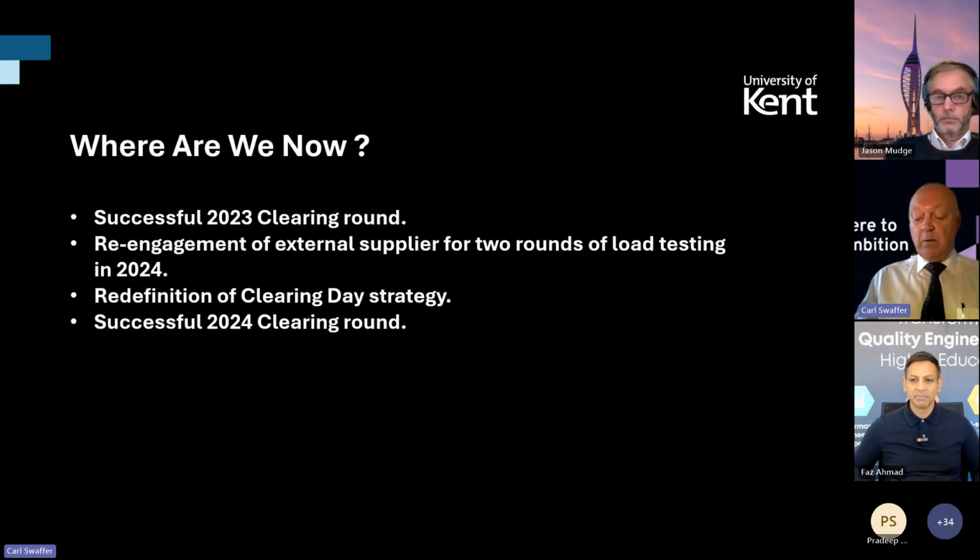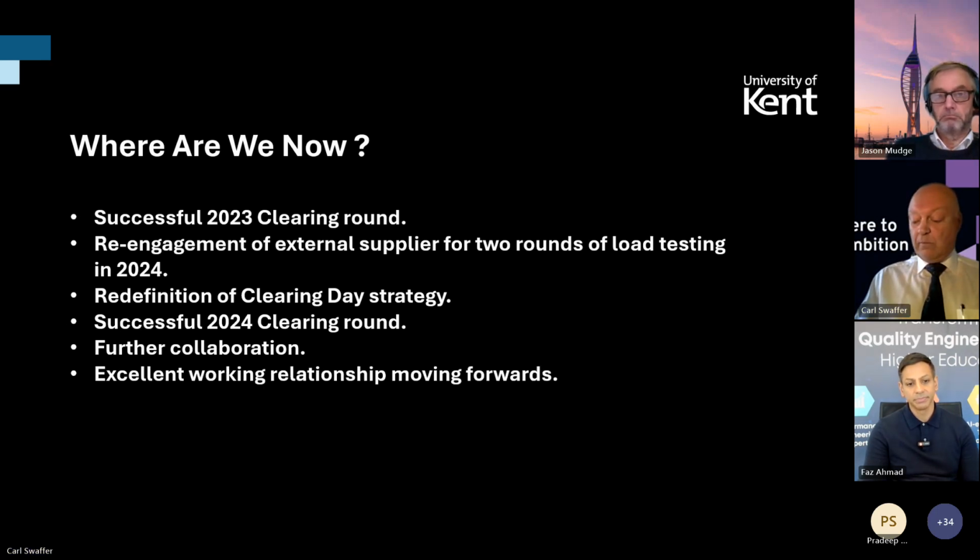This year's clearing passed off without any major technical issues or areas of concern, so from a technical perspective was considered very successful. We have recently engaged with Prolifics to assist in testing our new attendance monitoring system, which has just recently gone live. We now have a strong foundation for a positive continued working relationship in the future.